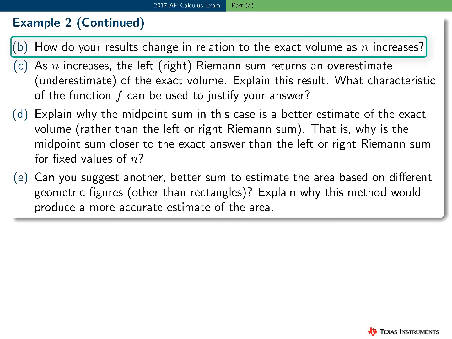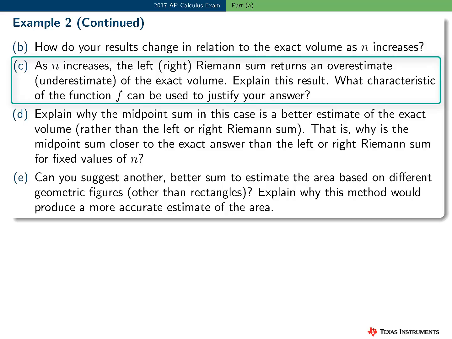Once this table is complete, here are some questions that involve the results and the patterns in this table. First, how do your results change in relation to the exact volume as n increases? No matter what value of n we use, the left Riemann sum always returns an overestimate in this case, and the right Riemann sum an underestimate. Explain this result. What characteristic of the function f can be used to justify this answer?